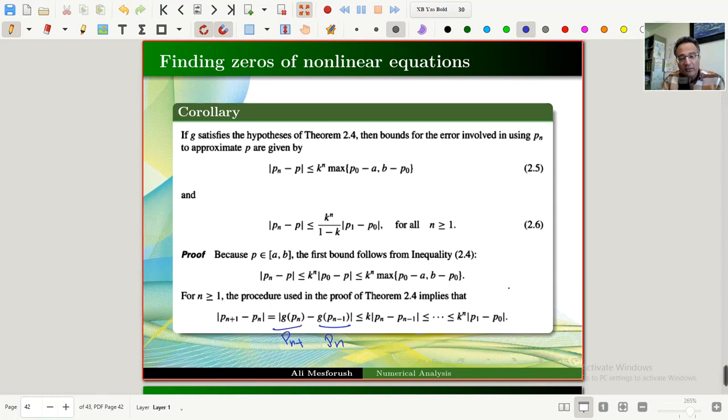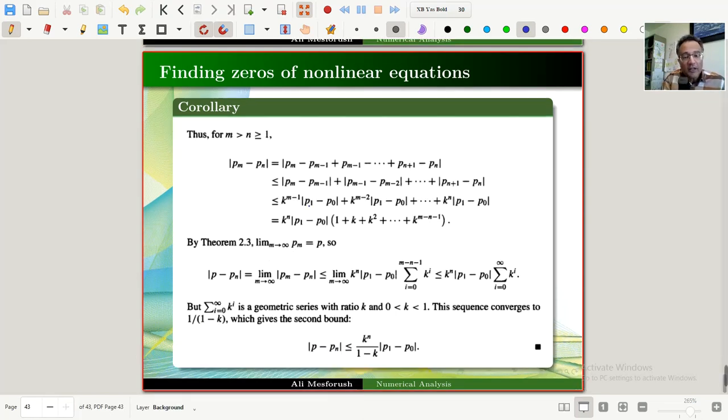In the previous slide, we got for each pair p_(n+1) and p_n that the difference is less or equal k^n times |p1 minus p0|. So we apply this inequality on each term here. For this one, it should be k^(m-1) absolute value of p1 minus p0. For this one, k^(m-2). And finally k^n, the absolute value of p1 minus p0. Now we factor out k^n absolute value of p1 minus p0. We get 1 from here, k from the previous term, k^2, until k^(m-n-1).